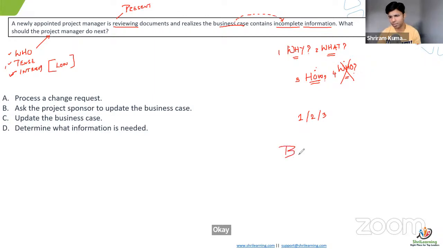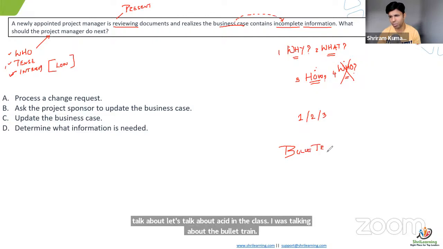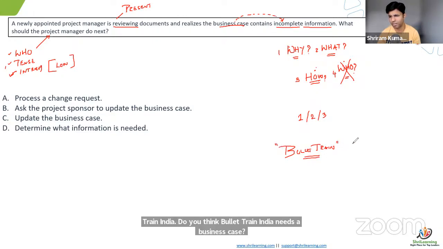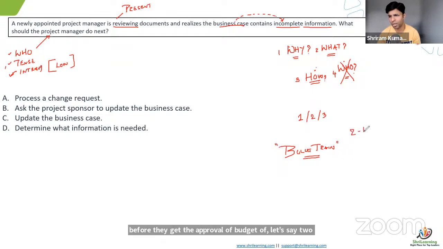Yesterday in the class I was talking about the bullet train in India. Do you think the bullet train in India needs a business case before they get approval of a budget of, let's say, 2 billion? Yes, it's required. In the business case, what will they put, how they will implement it or why they need the bullet train? How they implement, they will prepare an end-to-end document, phase by phase.